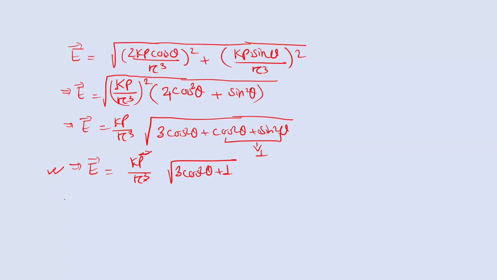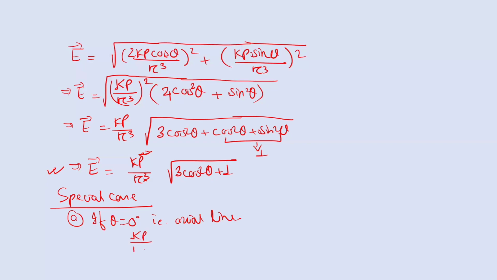Now you see the special case. You can check this particular equation taking theta as 0 degree for the axial line. So if theta equals 0 degree, that is for the axial line, you will get directly the formula. Cos 0 is 1, so this will be kp by r cube, and inside the root 3 plus 1 is 4. So root over 4 will give you 2. So this is the electric field intensity, and you can see this was the same for the axial line.